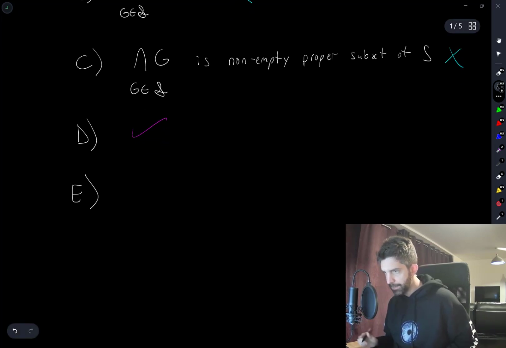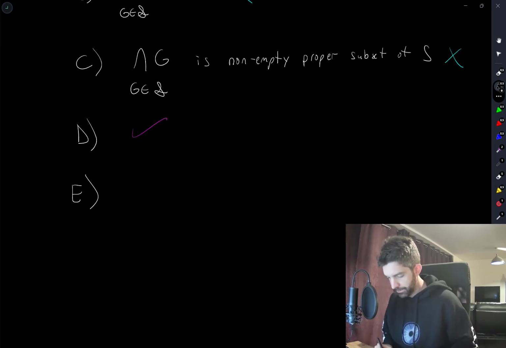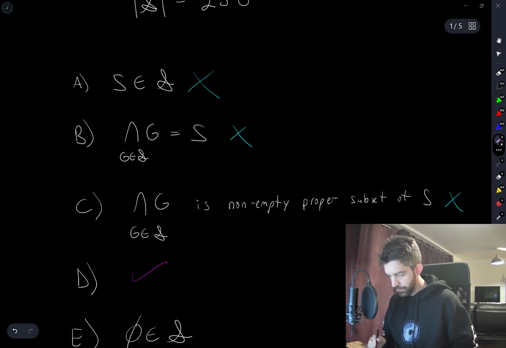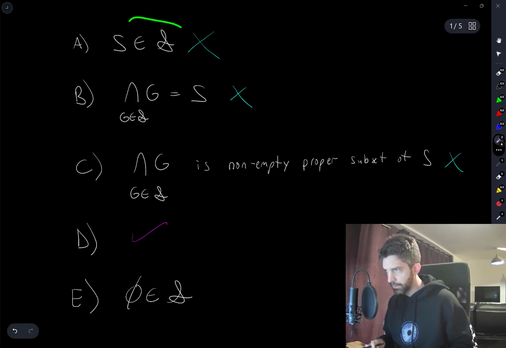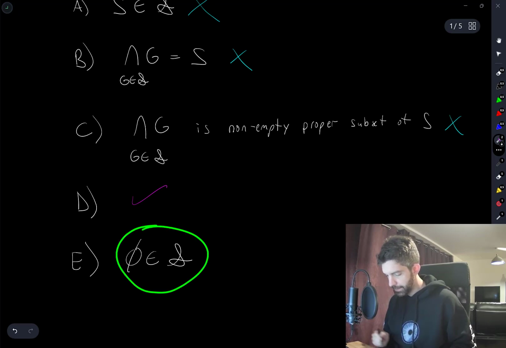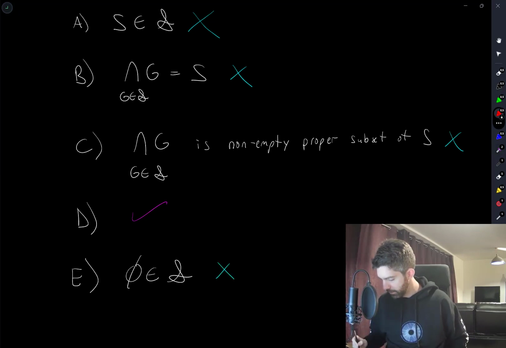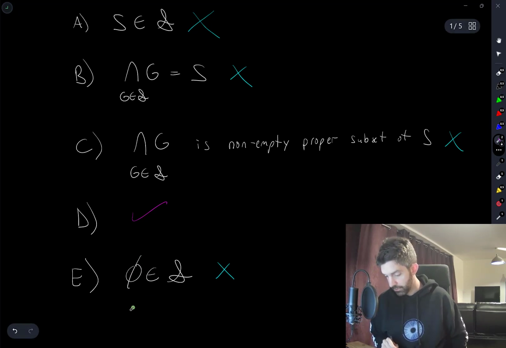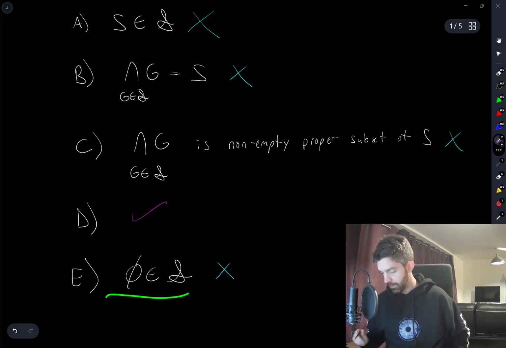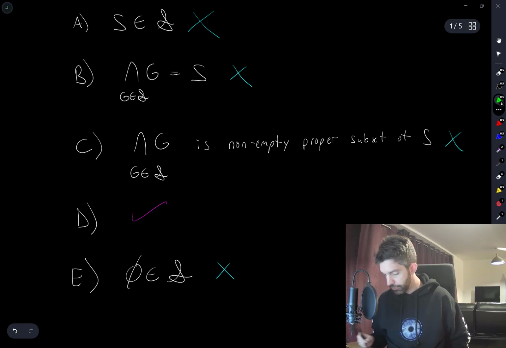But E, the empty set is an element of S. No. For a similar reason that S is an element of script S, the empty set does not have to be an element of script S, because just take the entire power set, remove the null set, and remove any 5 other sets. Then this is not true. So the answer is D.